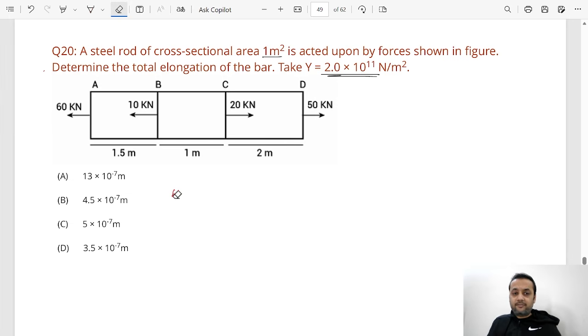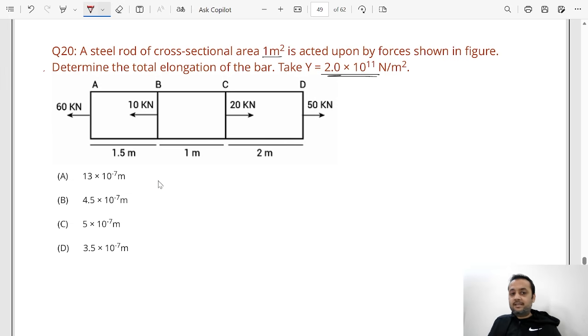So for the AB section I'm talking about, the stress will be what? 60 kilonewton upon cross-sectional area 1. This stress will be Young's modulus into delta L1, which is the elongation in the AB section, upon the length, right? So you can see that delta L1 becomes 1.5 into 60,000 upon Young's modulus. That means this becomes how much? 1.5 into 6 is 9. That means 90,000 upon Young's modulus.